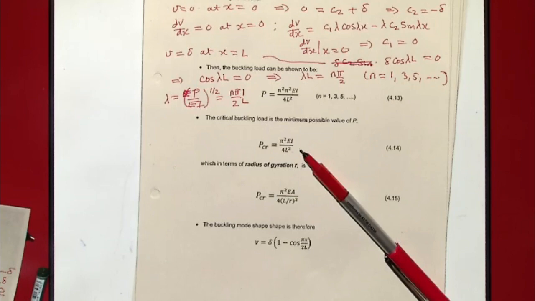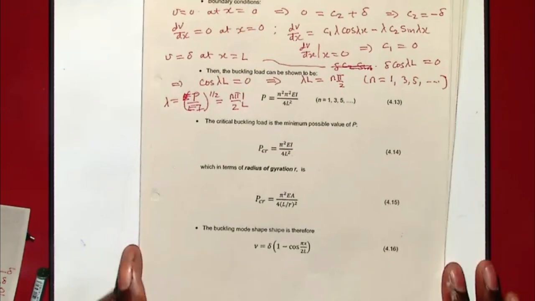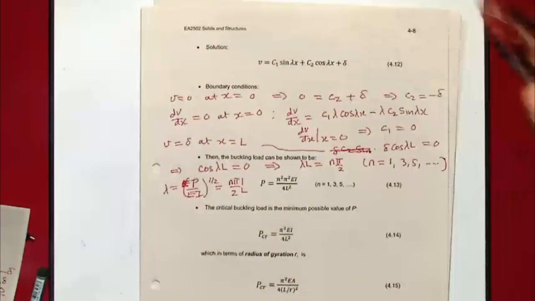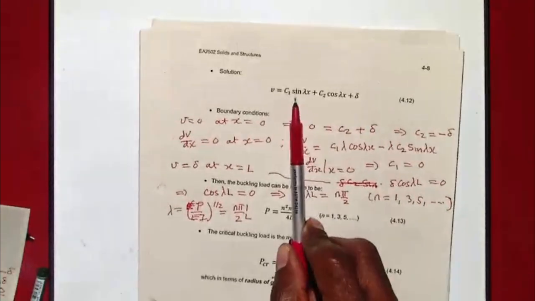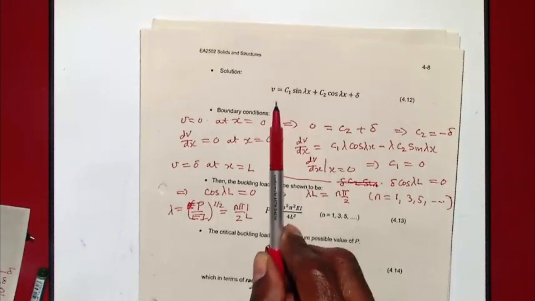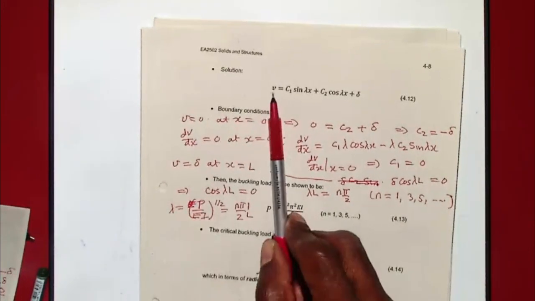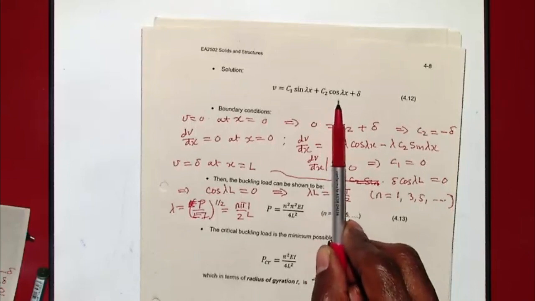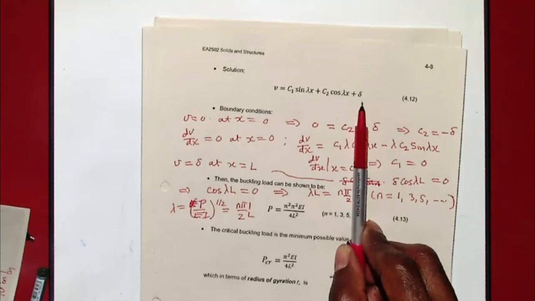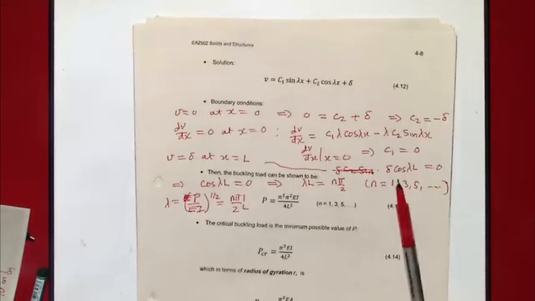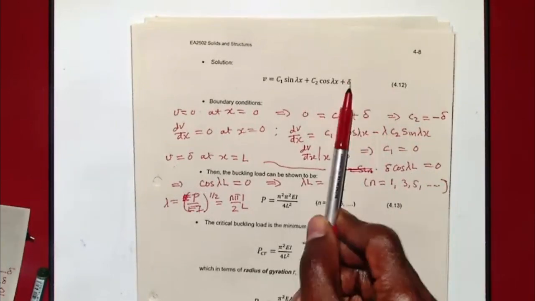How did you simplify the third boundary again, please? That part on the right, delta cos lambda L equals 0. You know that your C1 is 0. So V equals delta, this one is delta. You have C2 cosine lambda L, plus delta, and minus delta plus delta equals 0. No, it's not 0, it's delta cosine lambda L. So you bring this delta back here, that becomes 0.